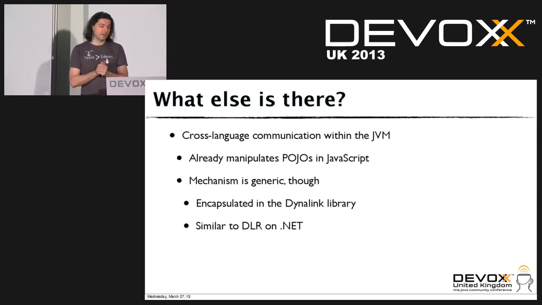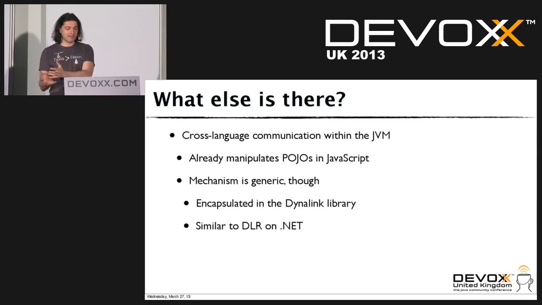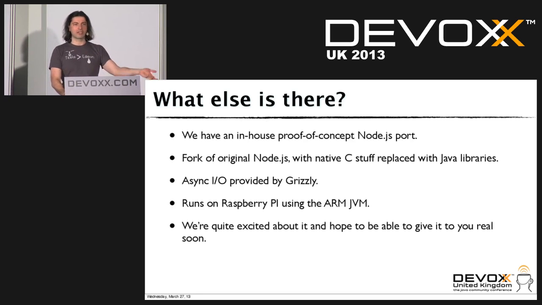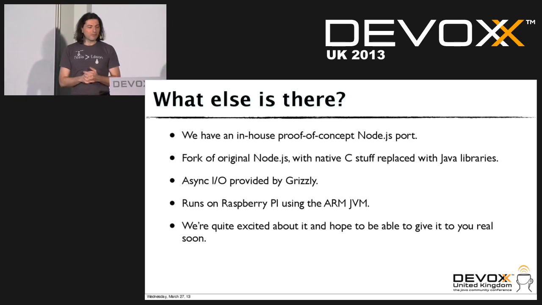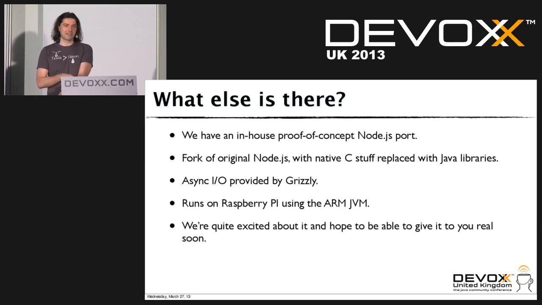What else is there? We have cross-language communication within the JVM already, because, in case you noticed, we have JavaScript that talks to Java classes. This mechanism is generic and is embodied in a library that I maintain named Dynalink. This is somewhat similar to the dynamic language runtime on .NET, and right now it's buried in Nashorn, but I'll be working in the future to bring it up and make it available for other languages. That's part of my overall direction of not working only on Nashorn, but generally on support for dynamic languages on the JVM. Also, we have an in-house proof of concept Node.js port, like the ultimate killer application these days for any JavaScript runtime is Node, apparently.